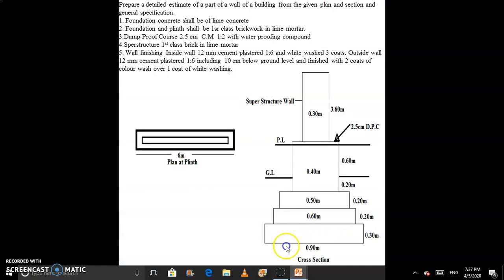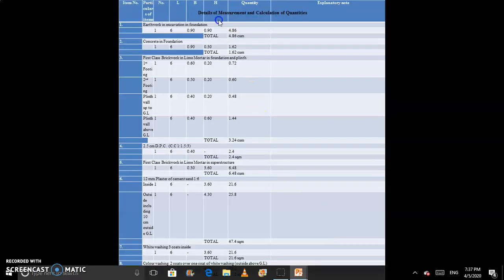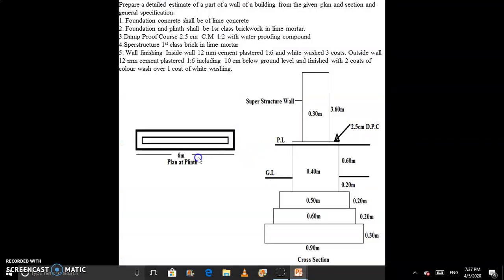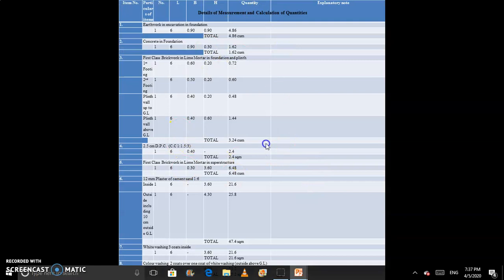Here concreting in foundation is done. That's why we have to find concrete in foundation with lime mortar. So here we are done with these values, and we find different values according to our diagram, that is the cross-section diagrams. We already did in our previous lecture how we find these values.